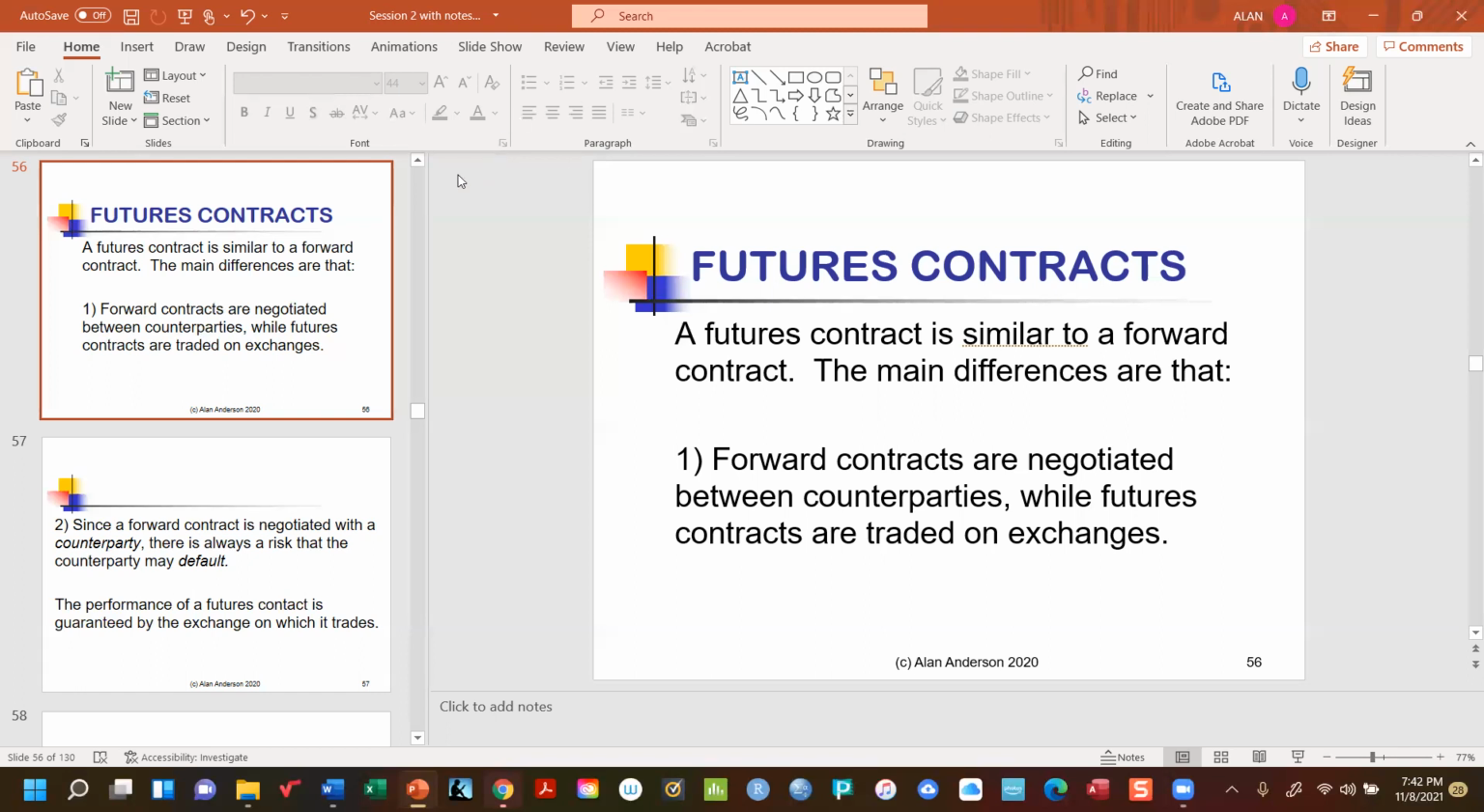All right, so I guess we're ready. So futures contracts, we've already seen some of this before. Some of the main differences. Forward contracts are, of course, negotiated directly between counterparties.